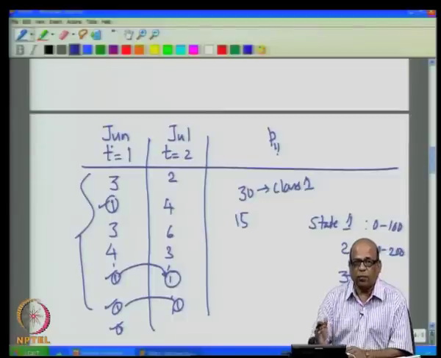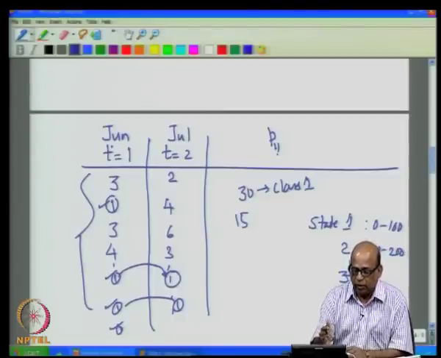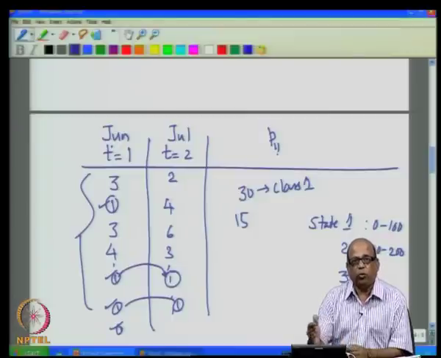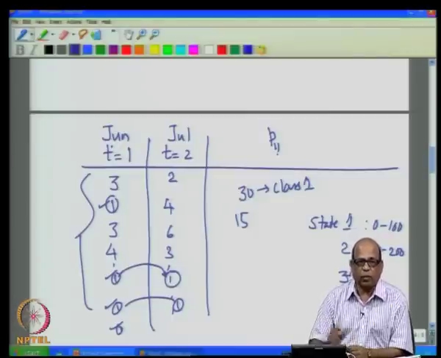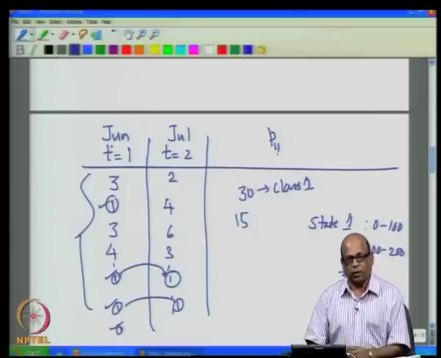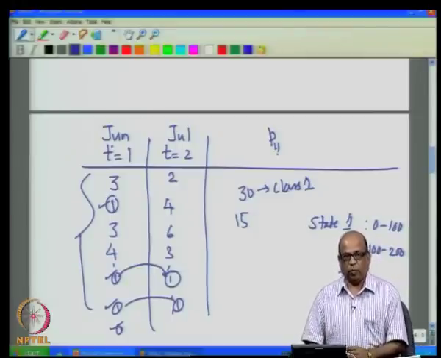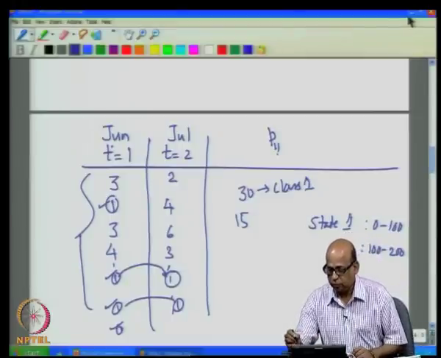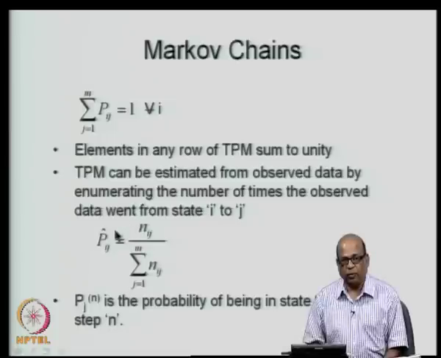Now, in this particular example, between t is equal to 1 and t is equal to 2, you get a particular transition probability matrix. Then July to August, you will get another transition probability matrix and so on. So, strictly it is not a homogeneous transition probability matrix in this particular case, but this is how we obtain the transition probability matrices from the data. So, this is how we estimate the transition probability matrix.